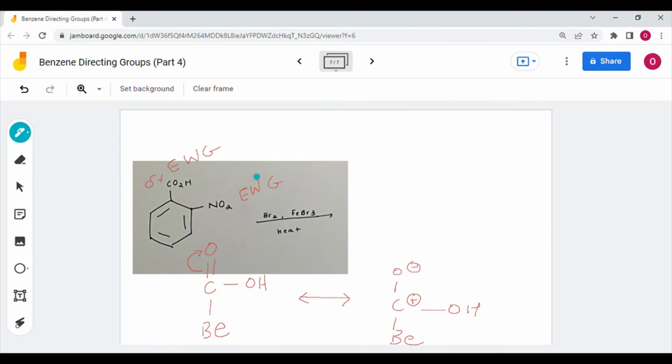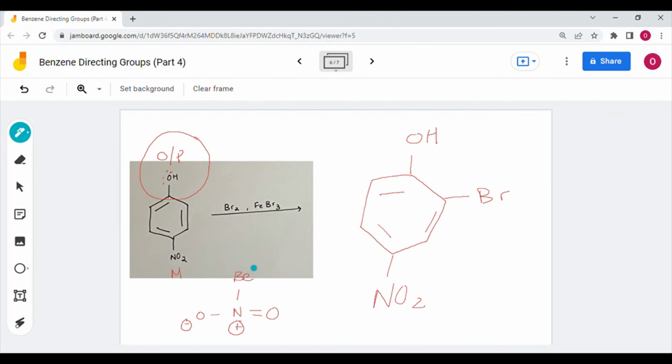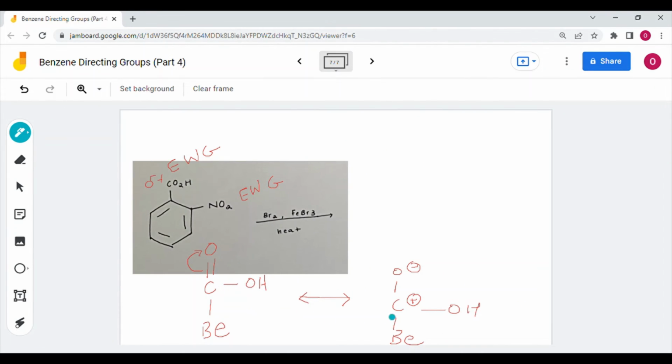And the reason for this is, as I mentioned here, the nitrogen has a full positive charge, whereas the carboxylic acid only has a partial positive charge because only one of the resonance structures has a positive charge, whereas this one has a neutral charge. So because this nitrogen has a full positive charge, this is going to be stronger. So we know that this is going to be meta to this NO2.